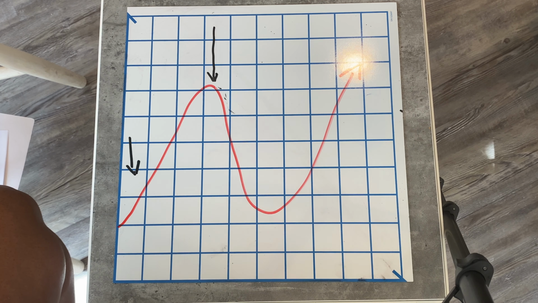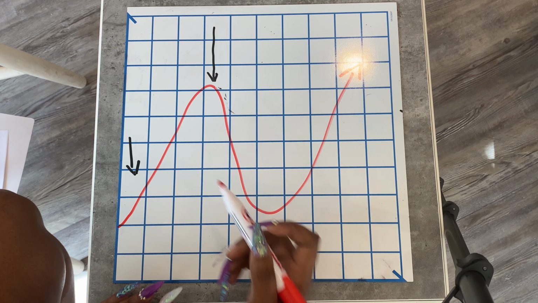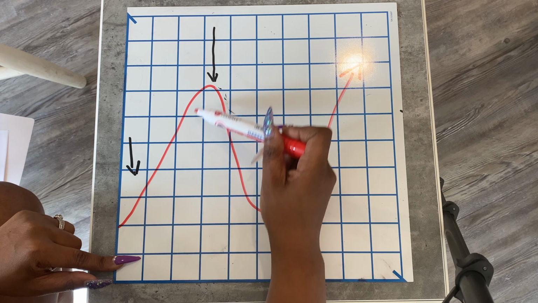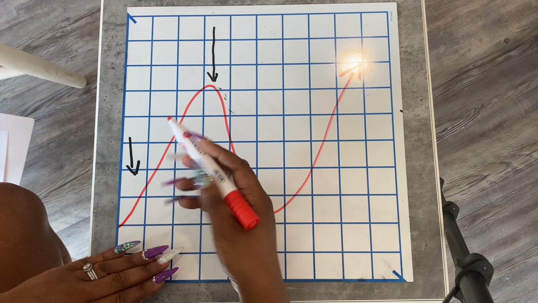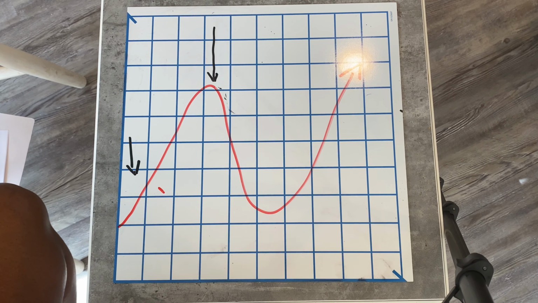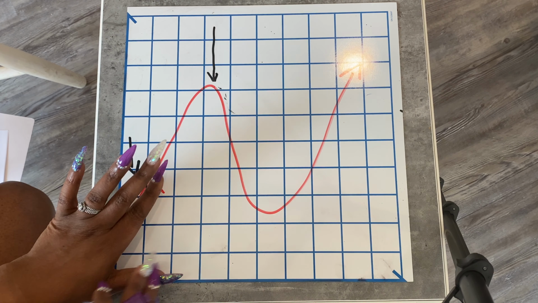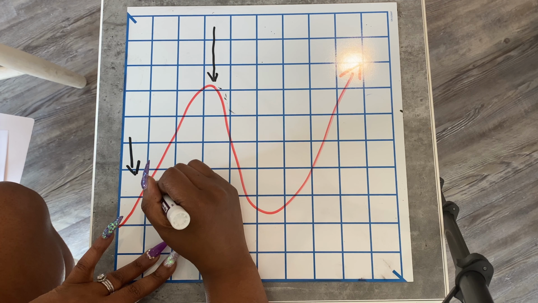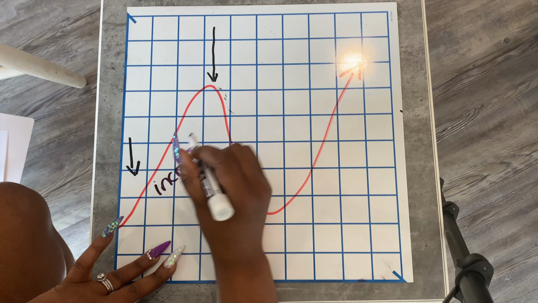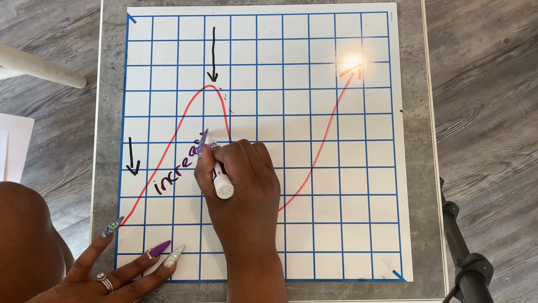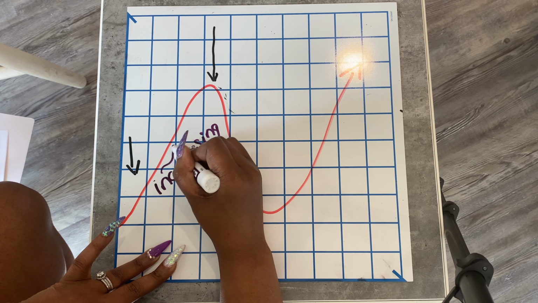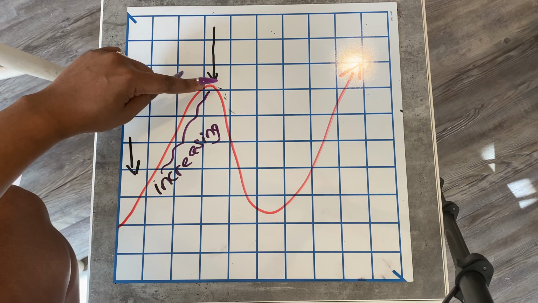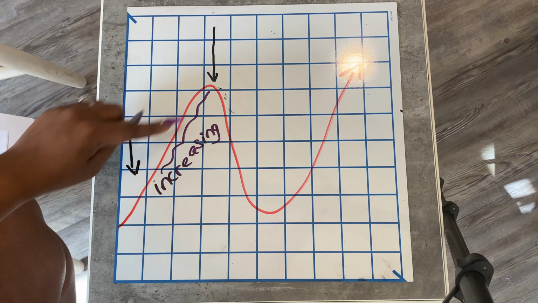Okay, so back to it. We go from here to here, I am going up. So if I'm going up, that means here I am increasing. I'm increasing in this little space right here. I'm increasing. But what else? If I'm increasing here, now we know I'm increasing.